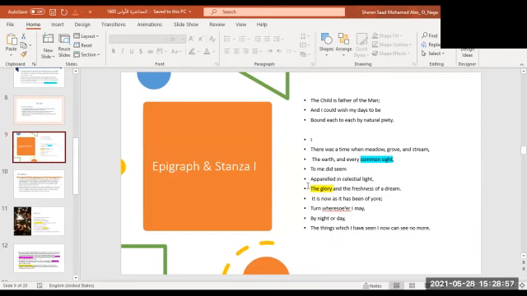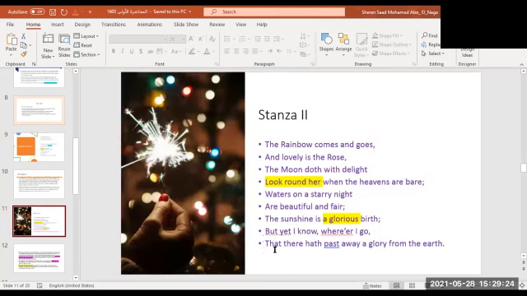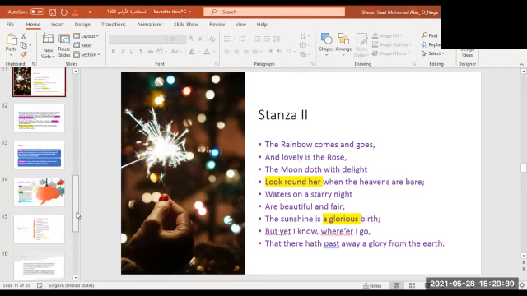There was a time when everything did seem apparelled in celestial light, the glory and the freshness of a dream. The things which I have seen, I now can see no more. This is the end of stanza 1. And he did the same in stanza 2. But yet I know wherever I go that there has passed away a glory from the earth. So he can feel everything, but this very special relation is lost.